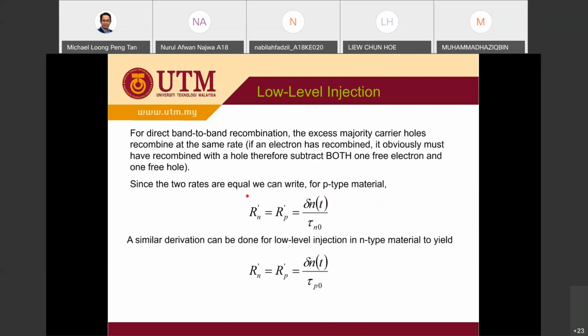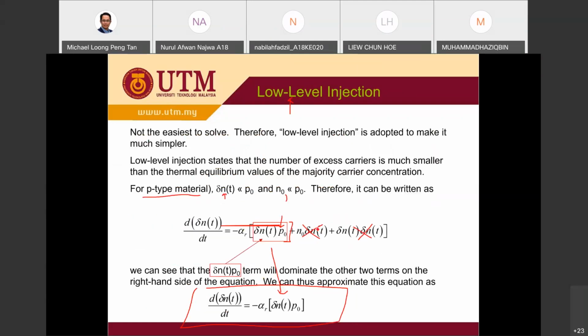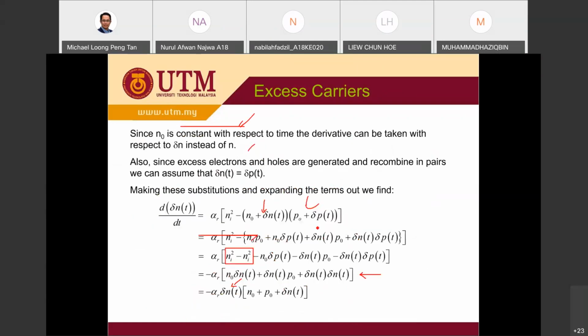So that's how we get this equation here. The R, if you want to calculate the recombination rate, is actually delta N over tau N. Okay, so by getting here, you find that there's a lot of information going on here. And we haven't even done any calculation yet.